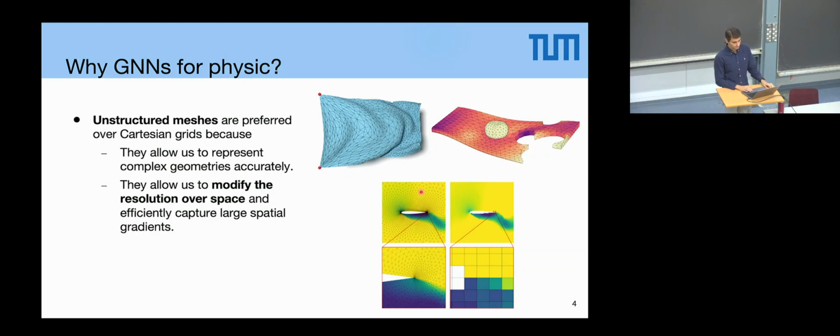the surface of it, but also we can adapt the resolution over space. So here, far from the airfoil, we have a small amount of nodes because there's not much going on. The spatial gradients are quite smooth, and close to the airfoil, we can place a higher amount of nodes. For instance, here we have a comparison of what we have with a regular grid or Cartesian grid and what we have with an unstructured mesh.